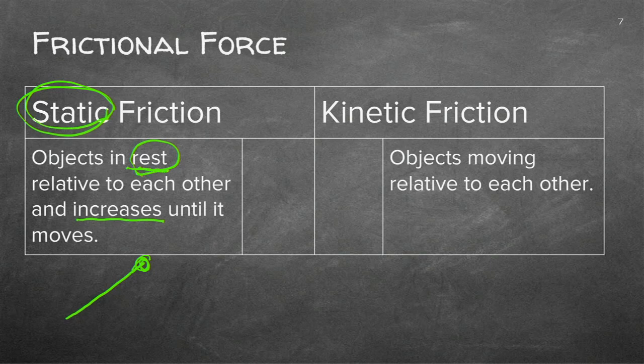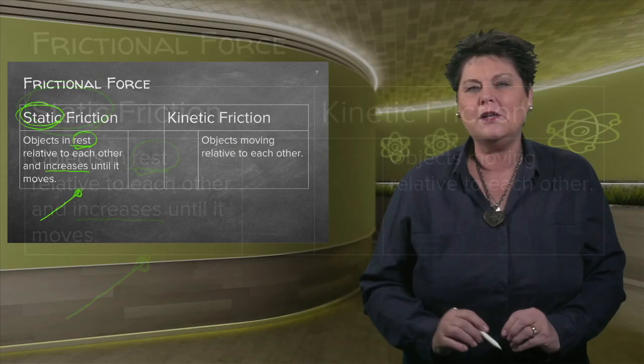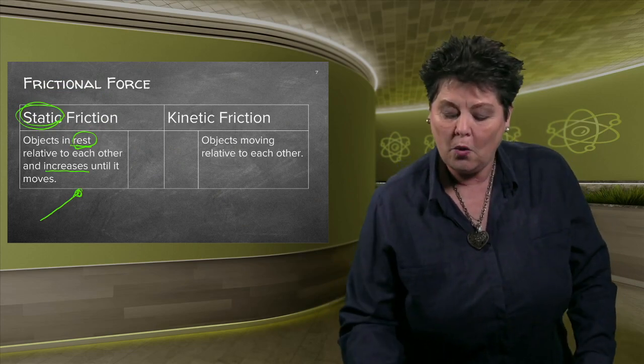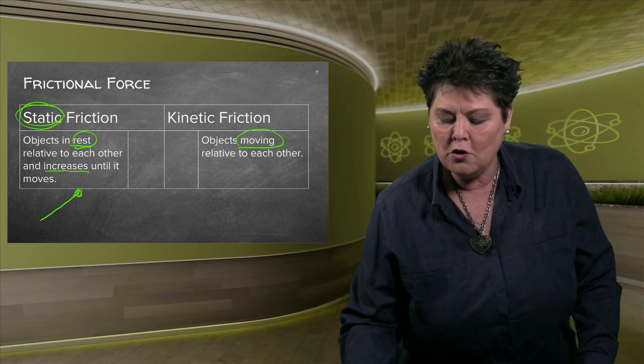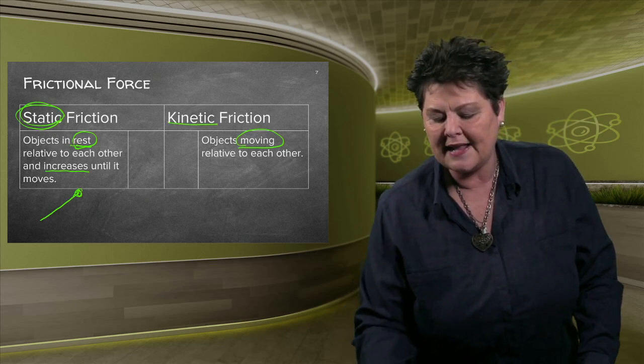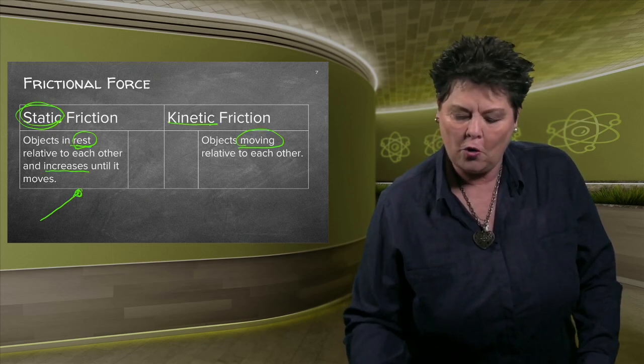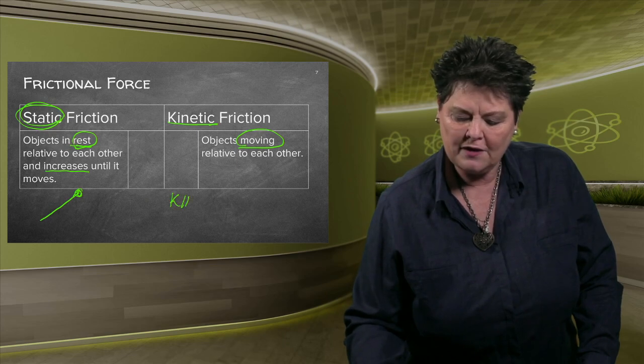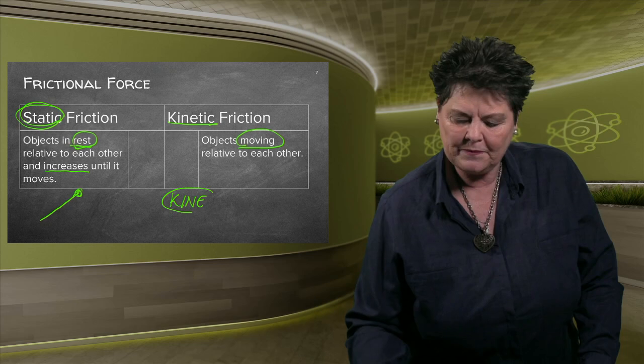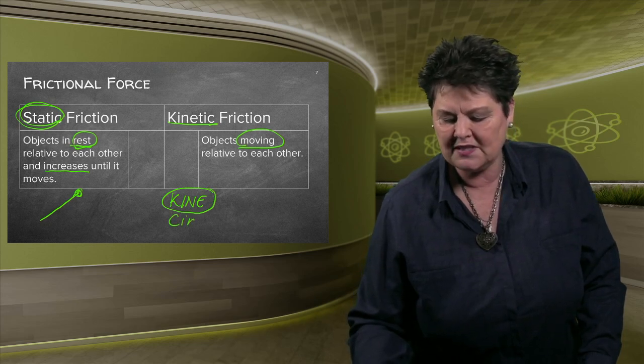On the other hand, static is at rest. If something is moving, I quickly want to spend a second to tell you why we call moving objects kinetic. If you recall, you have the word kine. Now we use the word cinema.